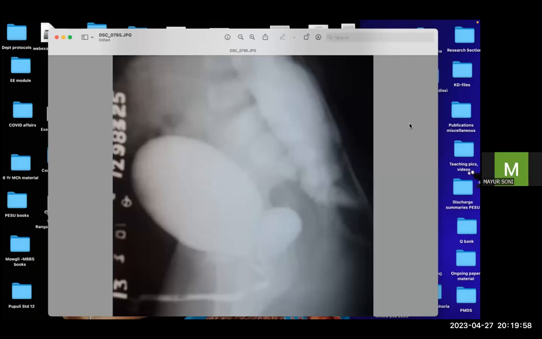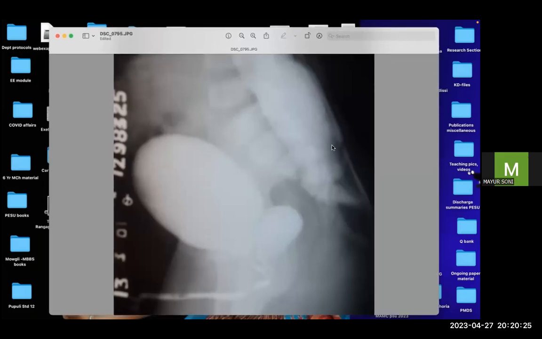So I will try to read this. Sure. So this is a special contrast study. The voice is echoing, I'll just put this off. Yes, go ahead now. This is a special contrast study of the lower urinary tract done in the retrograde fashion. I can see a contrast medium delineating the whole of the anterior urethra and the posterior urethra along with the bladder. Why did you say retrograde?